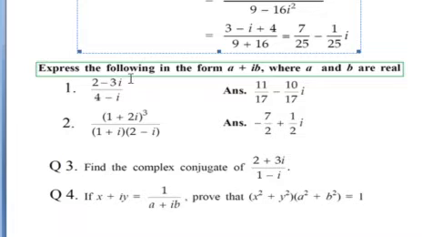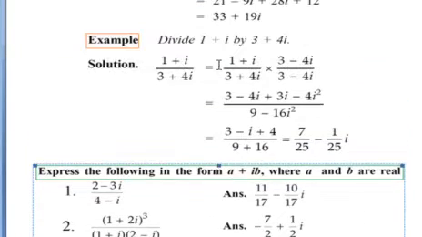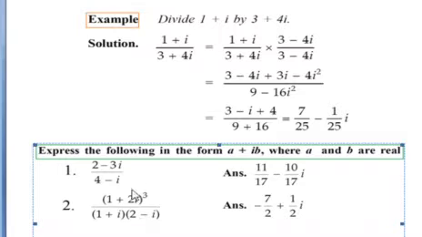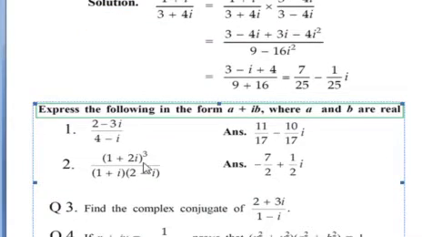Suppose another problem: express the following in the form a plus ib, where a and b are real. This problem can be solved using the formula. Similarly, this one, same term. At first, you have to calculate the cubic formula, and then in the denominator you have to use the product formula, and then you will get this sort of form. You will multiply by the conjugate of the denominator terms, and try to solve the problem and get this sort of result.